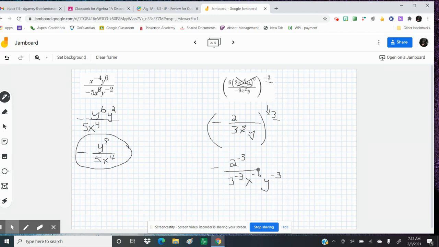Now I have a whole bunch of negative exponents, so now let's put them where they belong. So 2 to the negative 3, well I know 2 to the 3rd would be 8, but it's a negative 3, so the 8 wants to go into the denominator. Again, I still have a negative out front here. And then I have 3 to the 3rd. Well, I know 3 to the 3rd is 27, but I have a negative, so I have to move it up into the numerator.